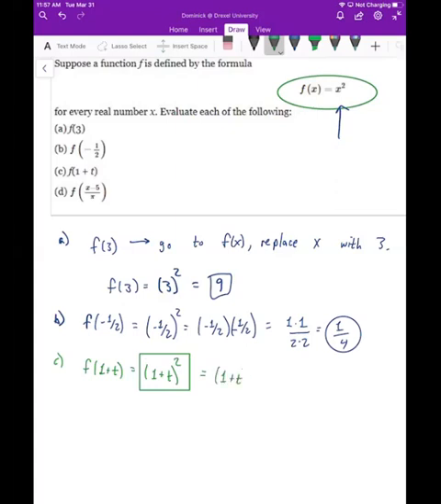So 1 plus t squared is the same as 1 plus t times 1 plus t. And we could FOIL that out. We could do 1 times 1, which is 1. 1 times t, which is t. t times 1, which is also t. And then t times t is t squared. And then we could combine like terms, and we could say that t squared plus 2t plus 1 is what we get when we evaluate this function.